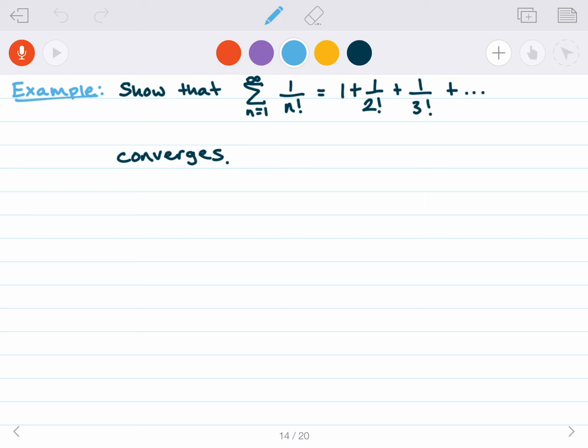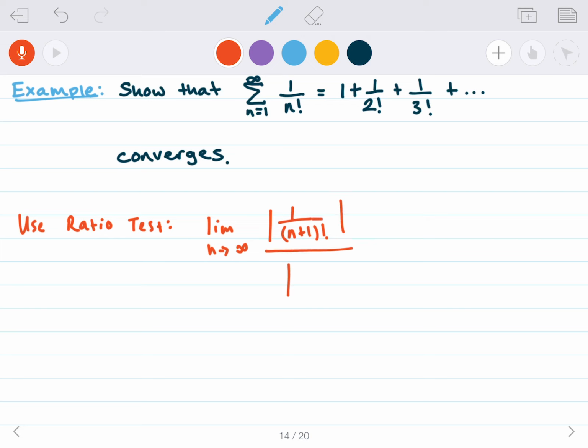So it says show that the infinite sum of 1 over n factorial converges. And what we're going to do is use the ratio test to show this. So for the ratio test, we need to take the limit as n goes to infinity of the absolute value of 1 over a sub n plus 1, so basically we're just plugging in n plus 1 for our n. So we have 1 over n plus 1 factorial, divided by the absolute value of just regular a sub n, which is 1 over n factorial.